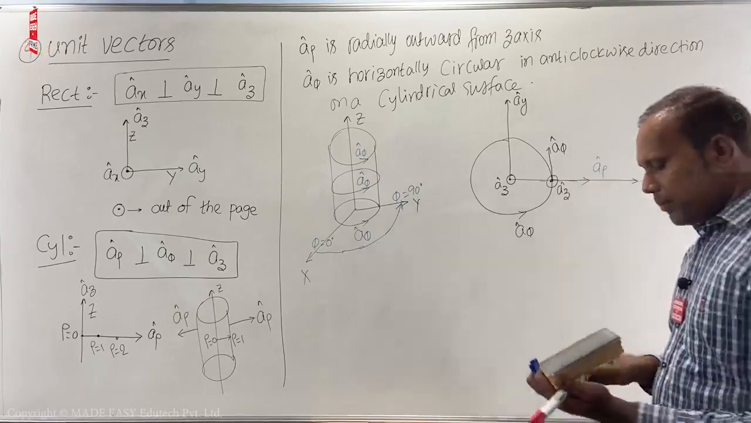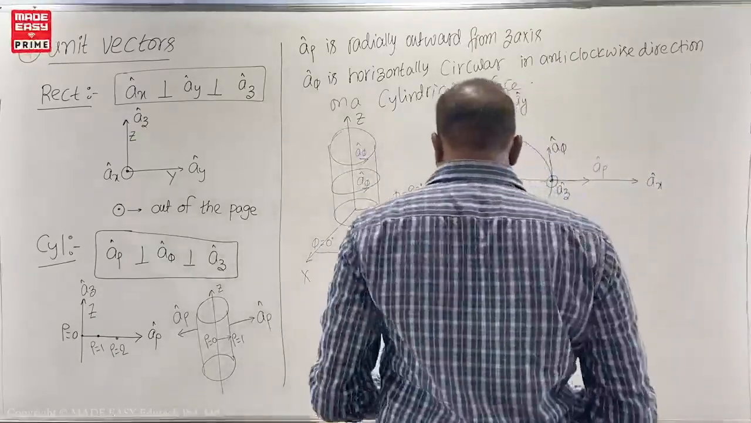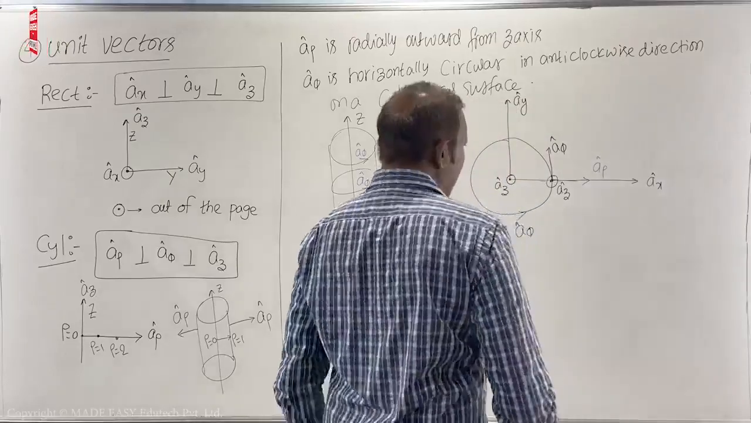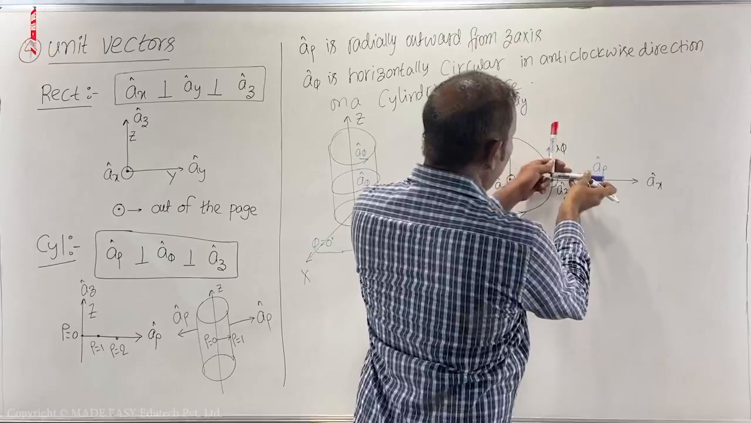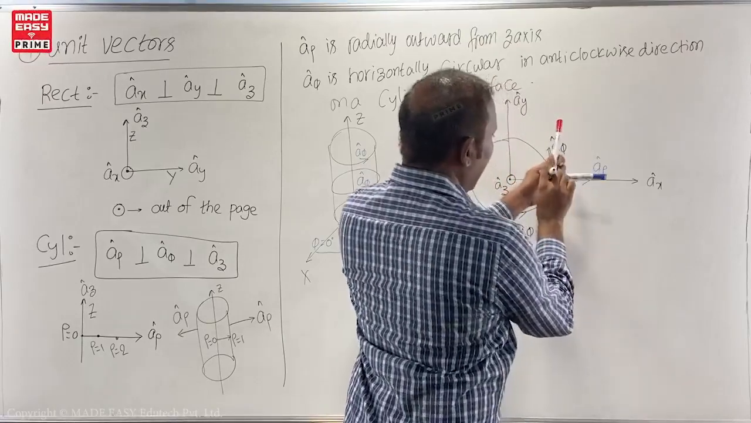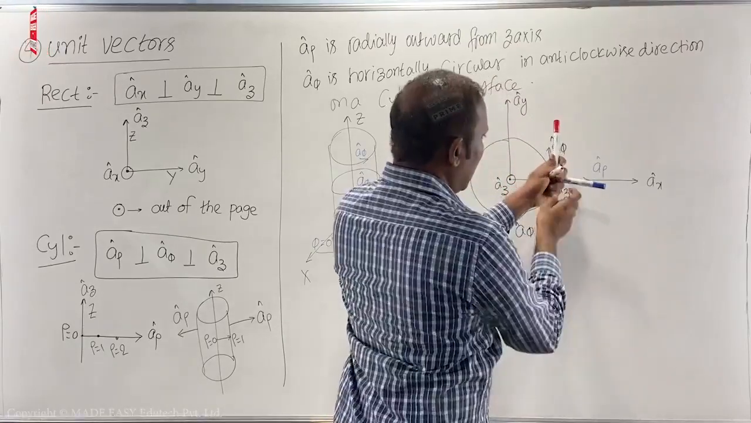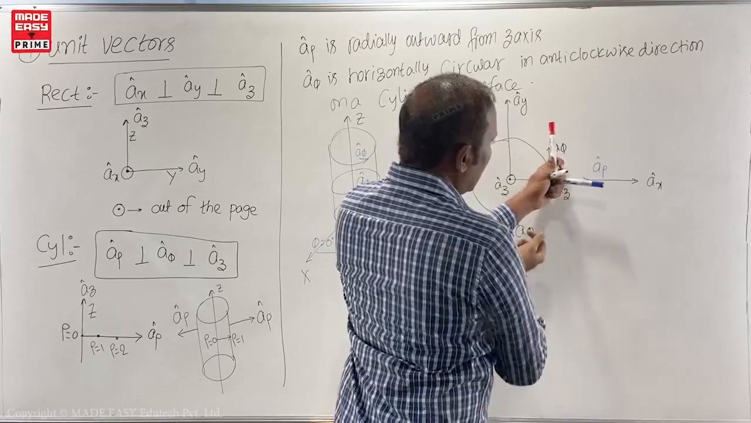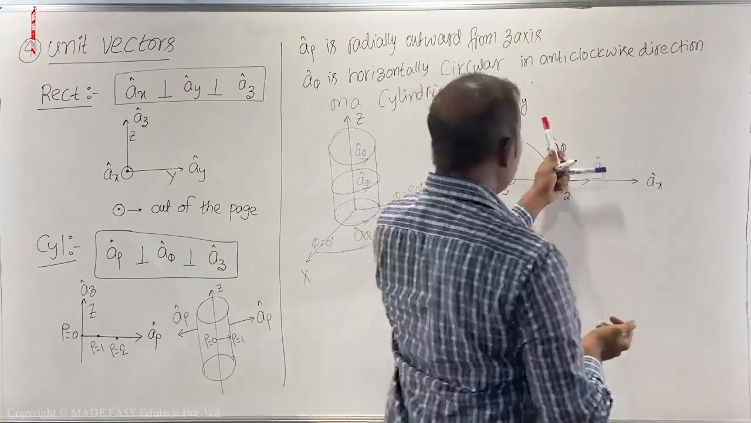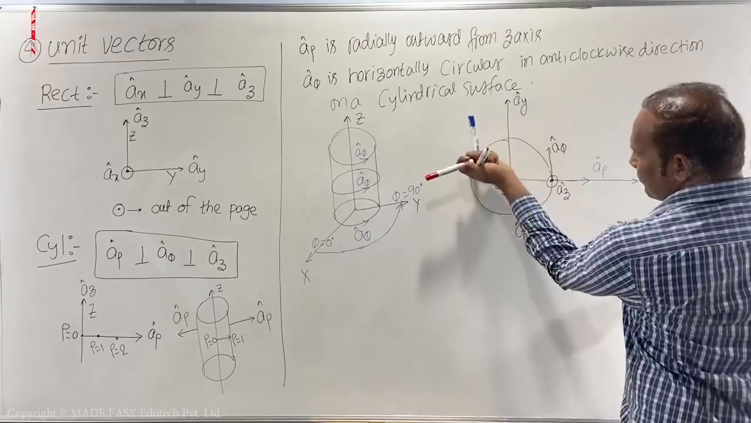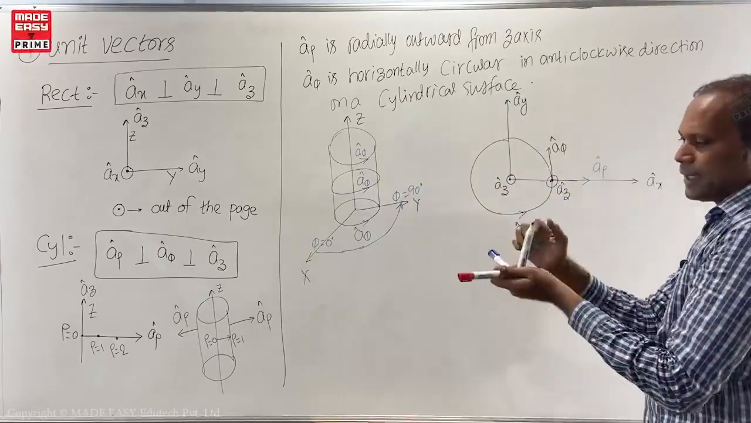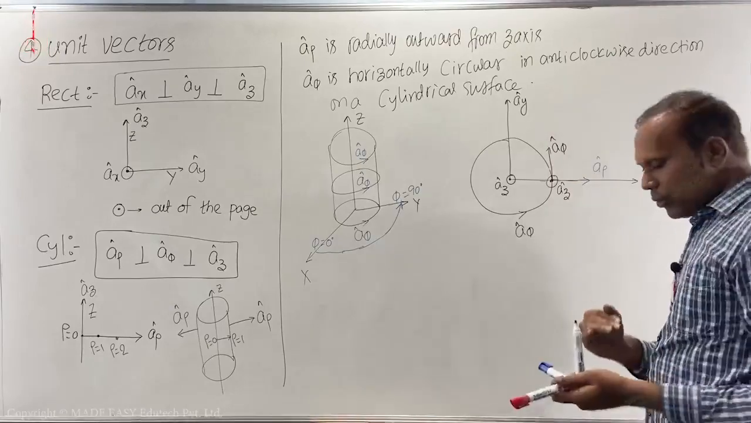Now again they are mutually perpendicular, you can see. So I am showing here, this is a rho cap at this location. This is a phi cap. Then this is a z cap. They are mutually perpendicular. Then if the circle rotates, they will be rotating like this on the circle. But always they make 90 degrees, 90 degrees, 90 degrees. So mutually perpendicular.